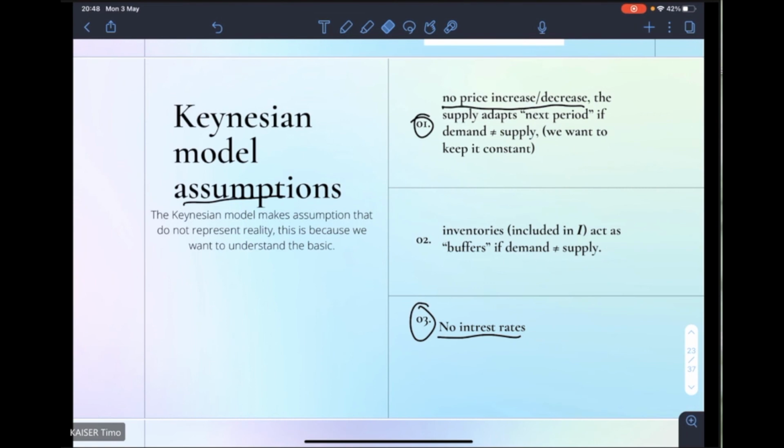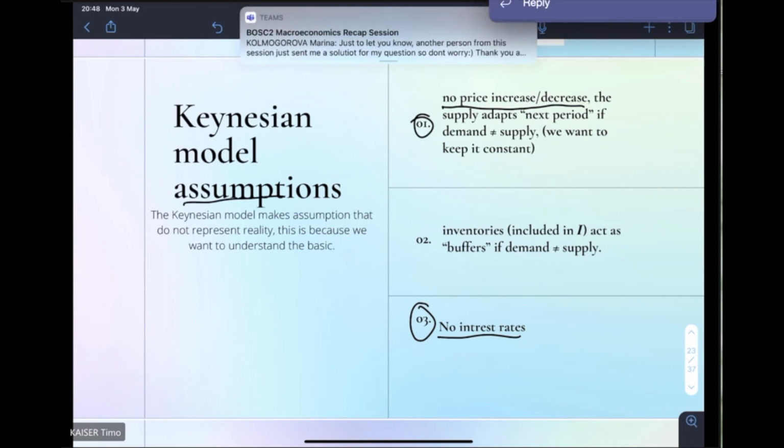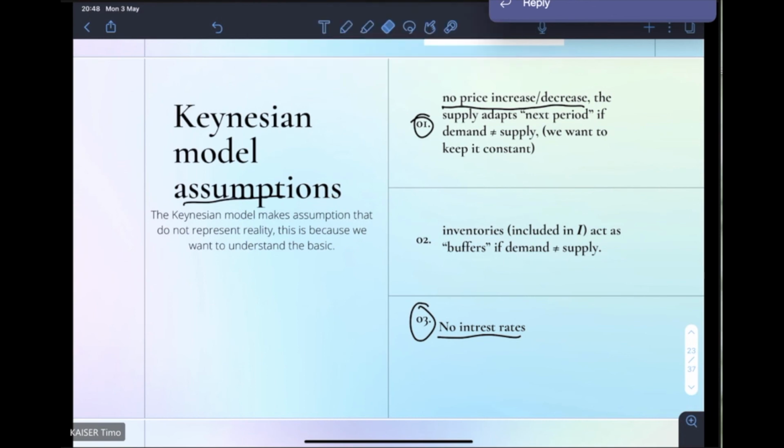Imagine you have a huge hall where you have put all your goods, and if people demand more, you can take goods out of this hall in order to increase supply so that this is okay again. And if demand drops, you can take the additional supply that you have and put it into this hall so that supply goes down again. I hope this helps. Yes, it does. Thank you so much. Very welcome. Okay, perfect. Thank you, Marina.